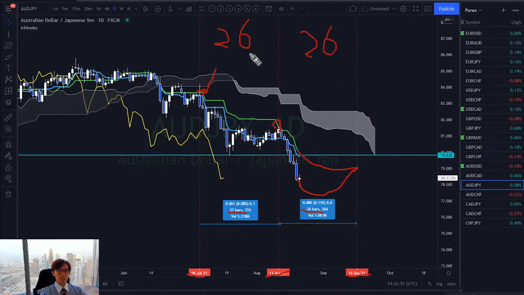The first one was, sorry, not 26, this one was 27, and the next one could be 26, or it could be 27 or 25. There might be some 1 or 2 days difference, but roughly speaking, it's going to be on the 16th of September if the market continuously goes down this way. So that's one of the analyses by time cycle, and also this retracement to Kijun-sen in the daily chart.